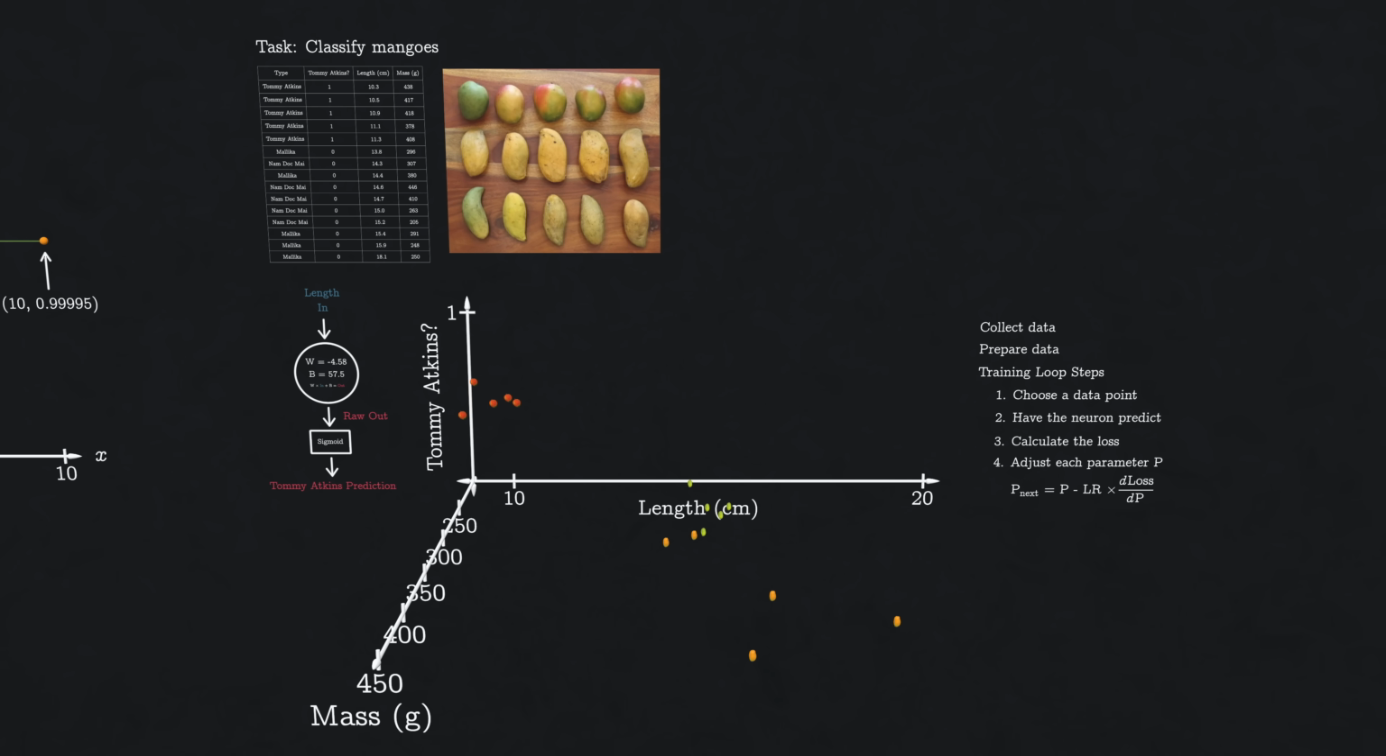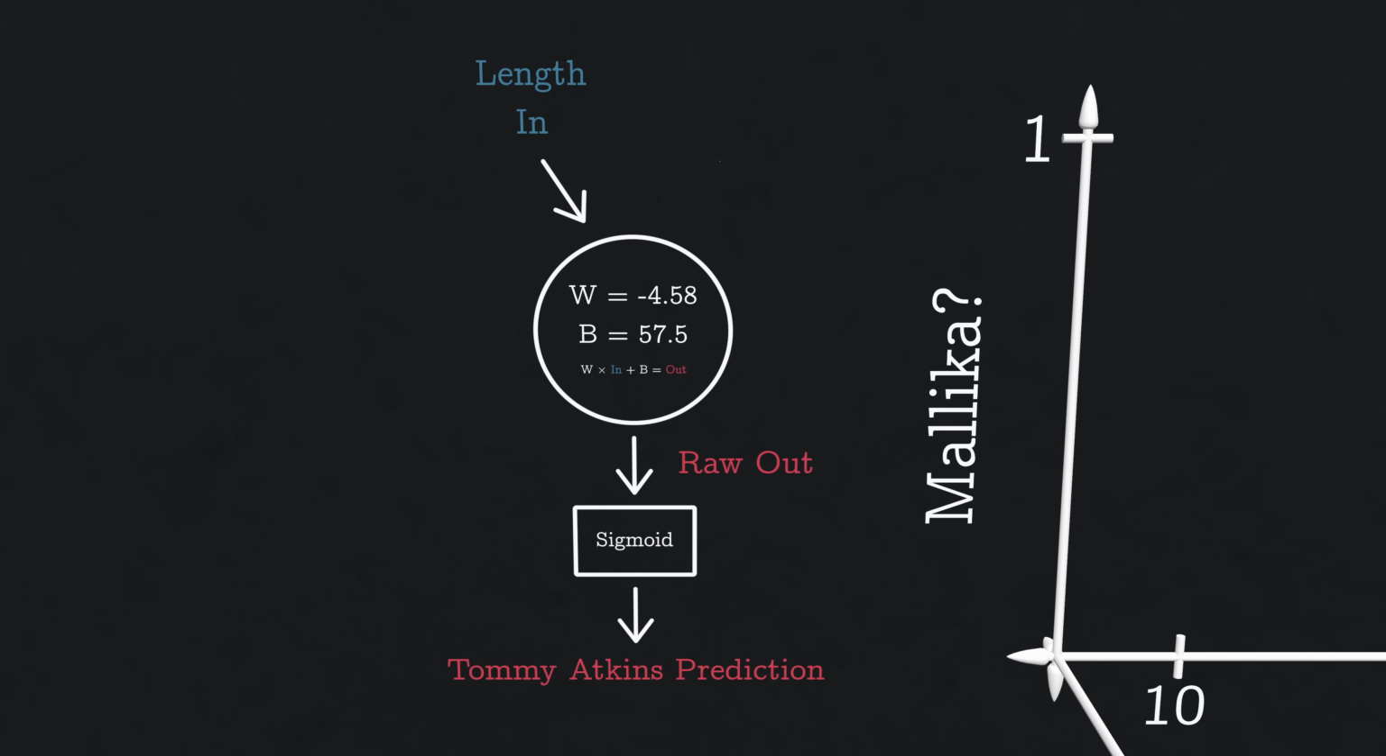But it'll be a bit more interesting to try to make a Malika recognizer that has to look at both length and mass. So first things first, we should label the Malika mangoes as 1, since those are now the ones we're trying to detect, and relabel the Tommy Atkins ones as 0. Our neuron is also going to need a second input, so it can also look at the mass of a mango. And now that it has a second input, it'll also need a second weight.